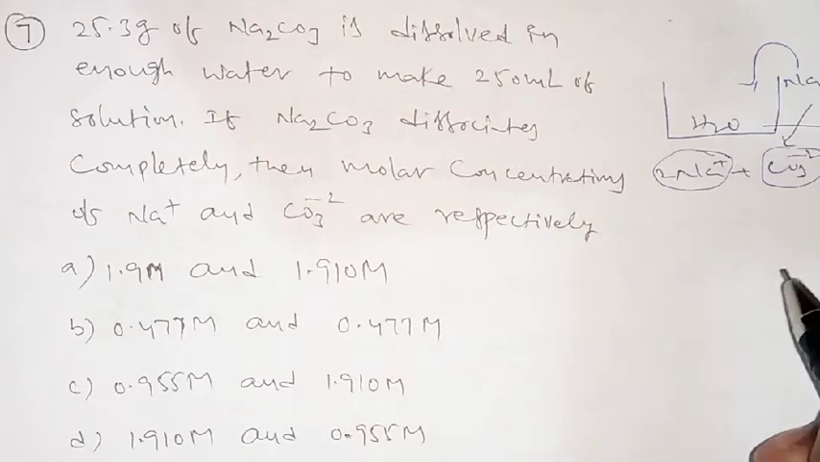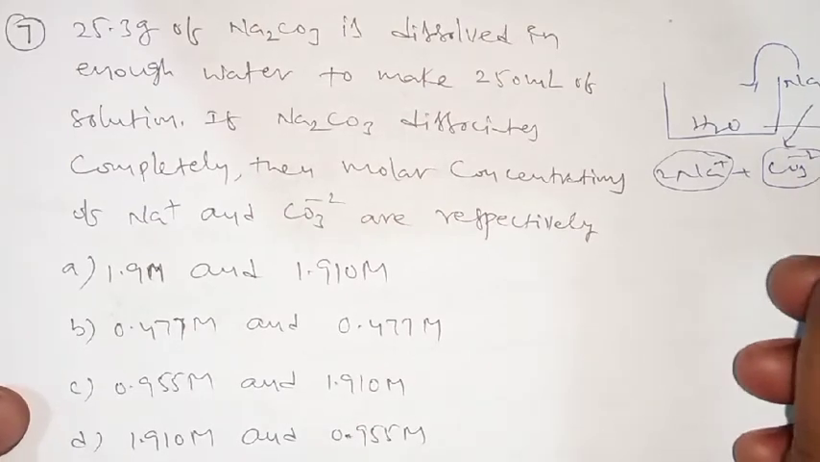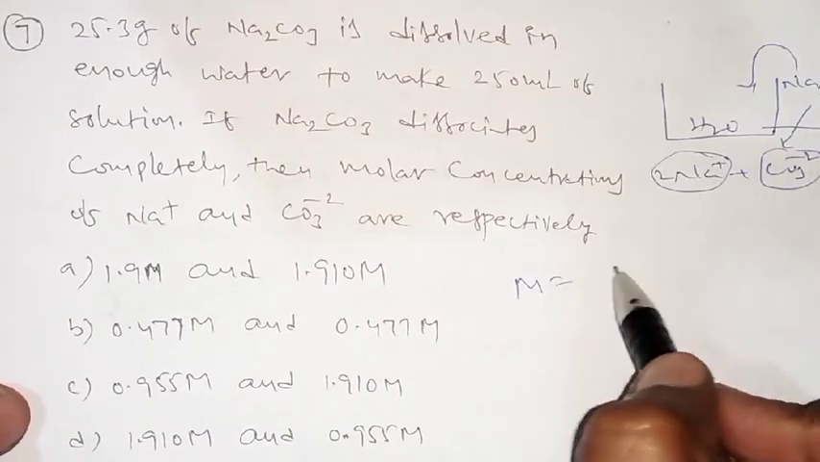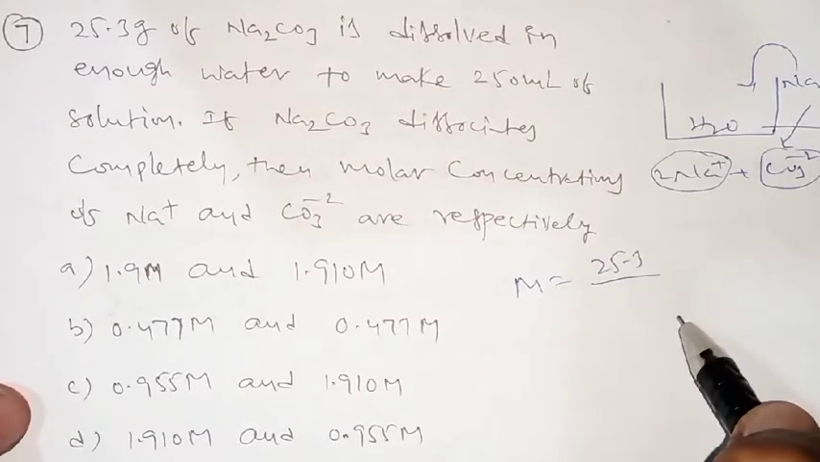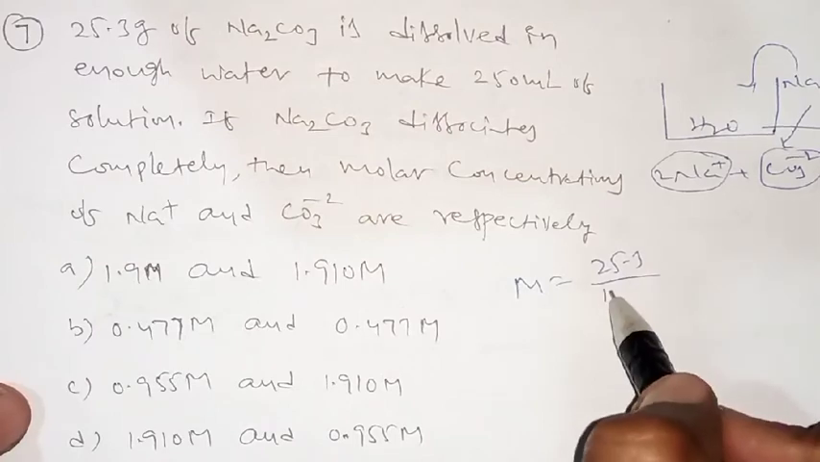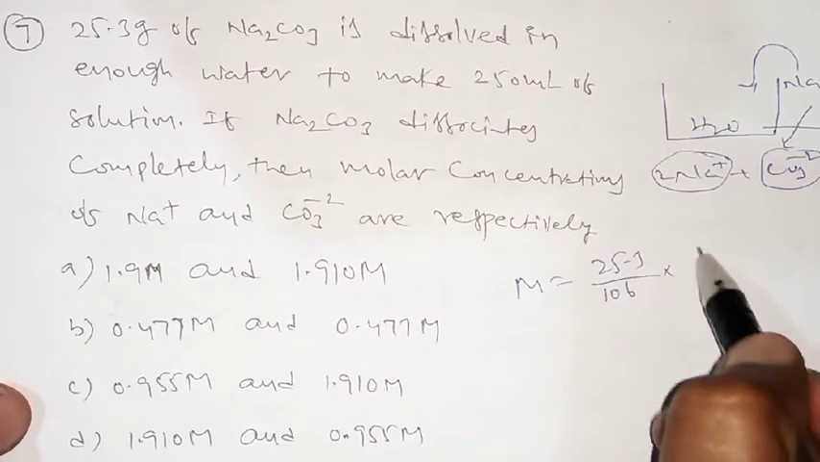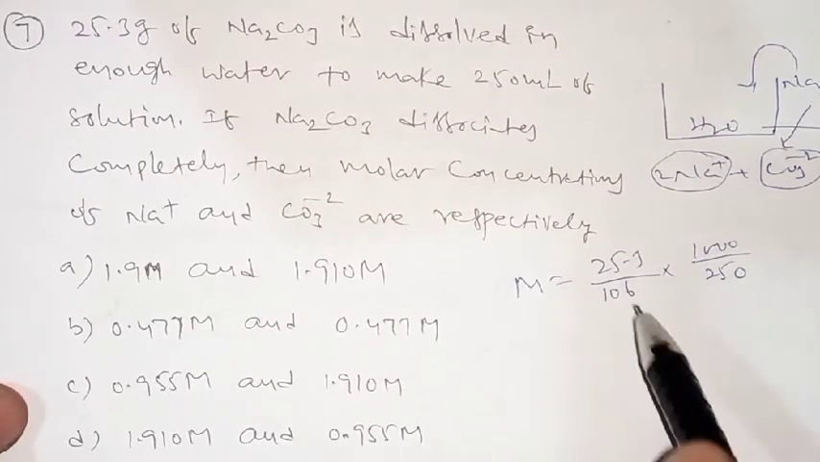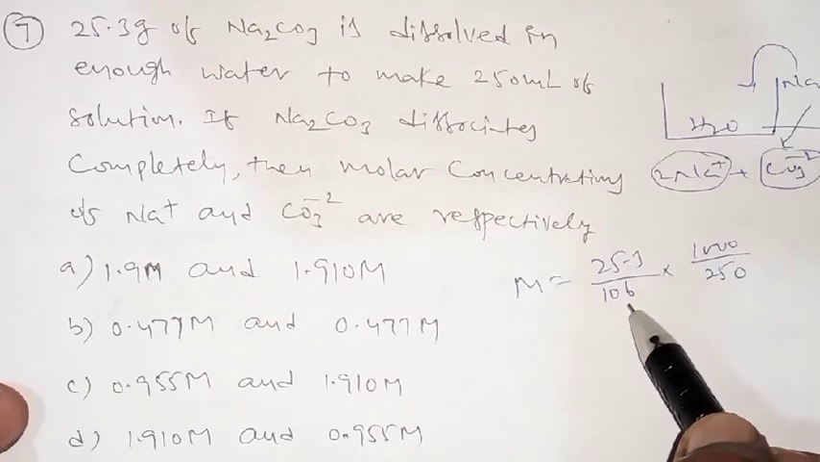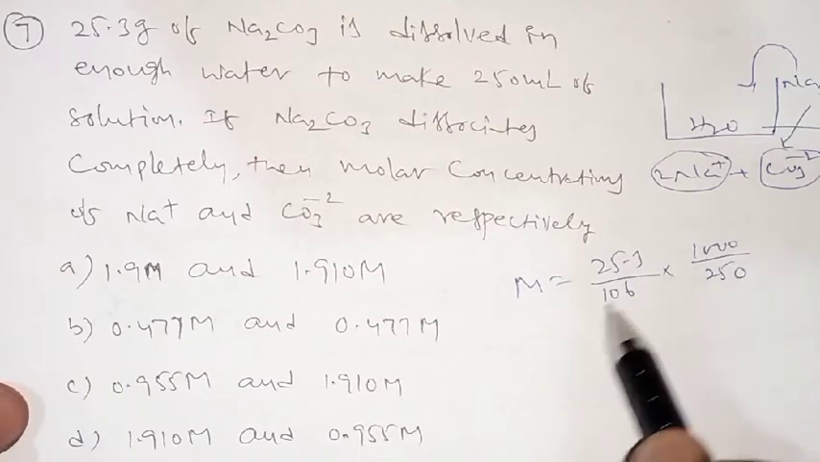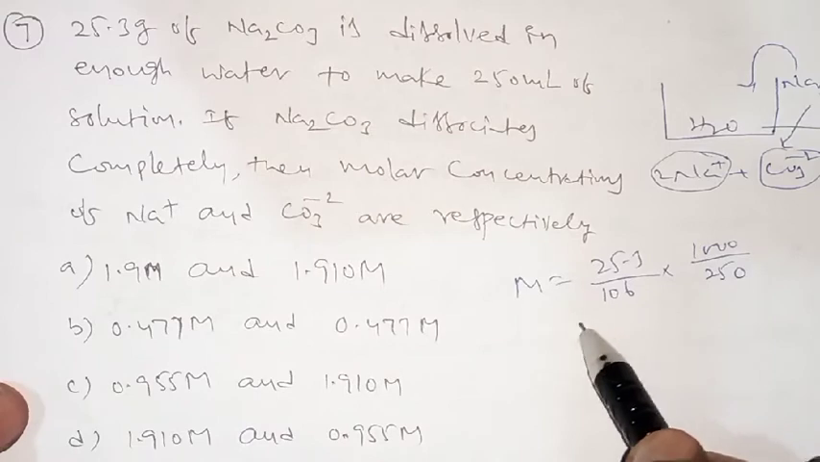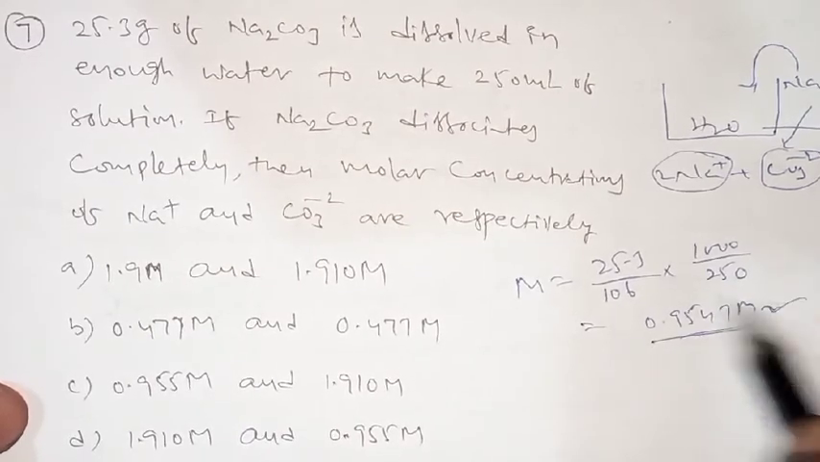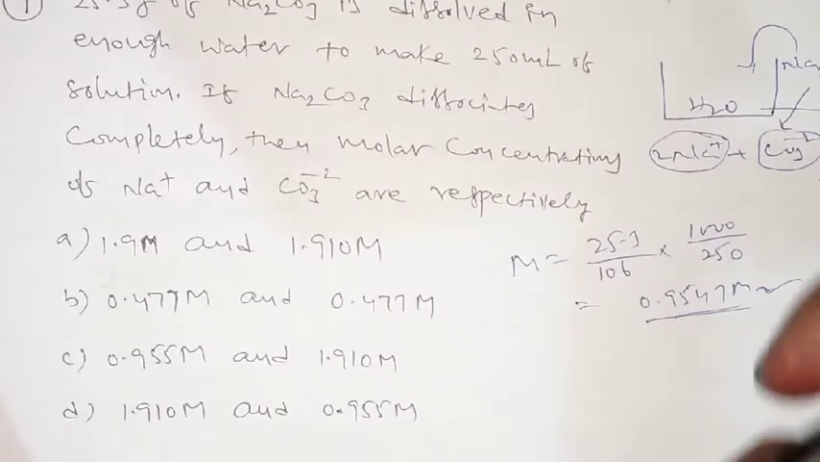Before that, what do we require? First, we require the concentration of Na2CO3. That means molarity of the Na2CO3 equal to weight of Na2CO3, how much given? 25.3, by gram molecular weight of Na2CO3, how much is it? 106, into 1000 by V in milliliters. So this is the basic formula, you know: weight of the substance by gram molecular weight of the substance into 1000 by V in milliliters. If you simplify here, you will get 0.9547. So remember that. This is the concentration of this Na2CO3 solution.